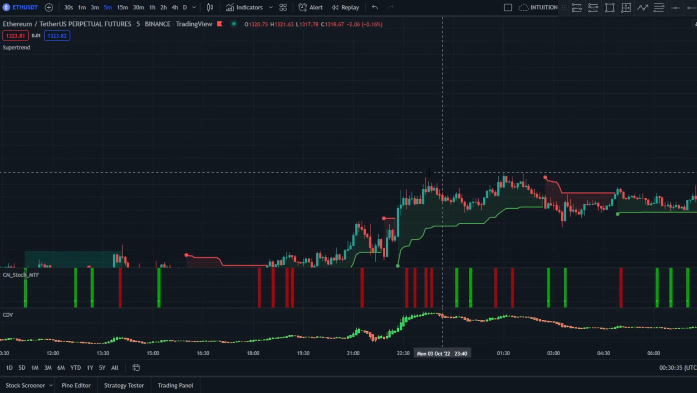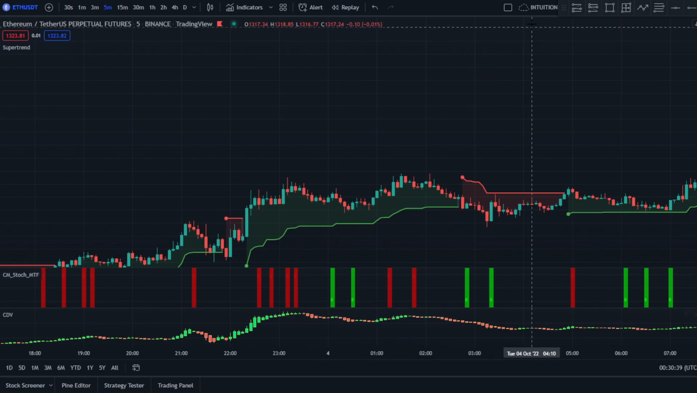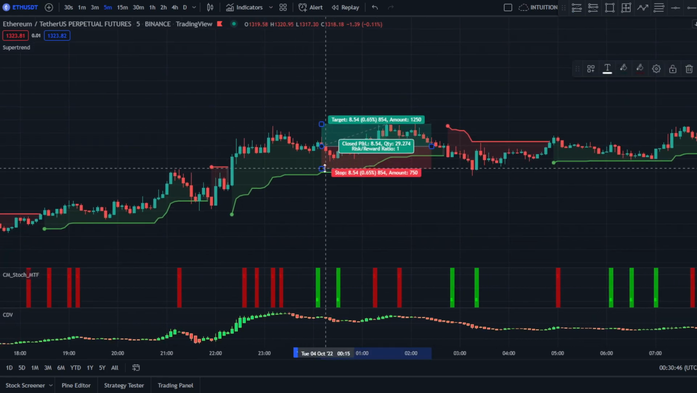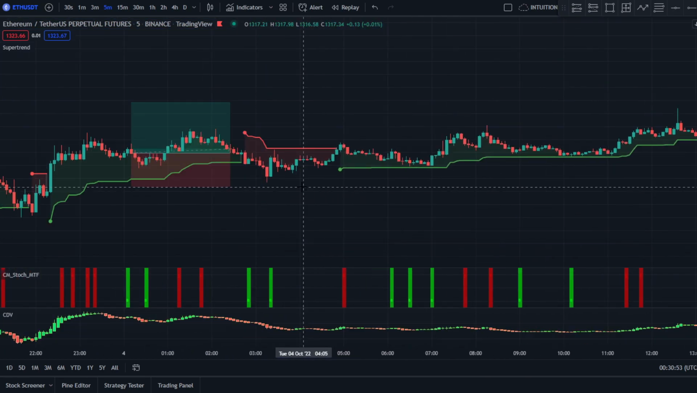Let me show you guys right here. If we zoom in, we have a buy signal. The candle after that is green in color, and price is above the super trend line, so we'll take that position right here on the next candle. Stop loss is right below the swing low, below the super trend line, and we take 1.5:1.